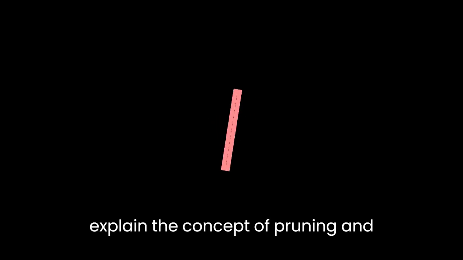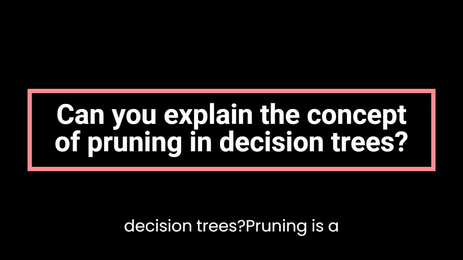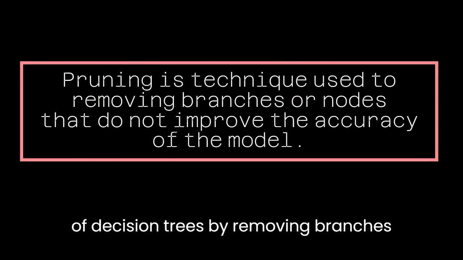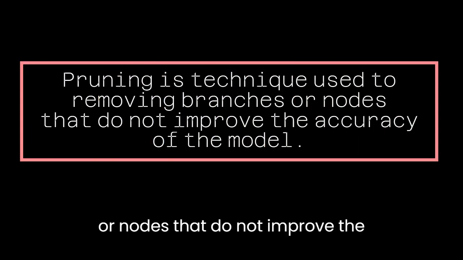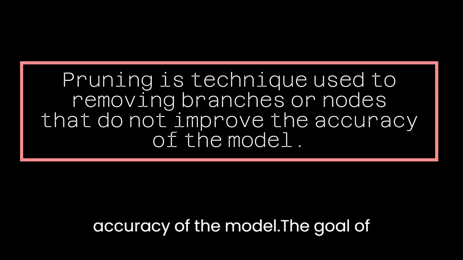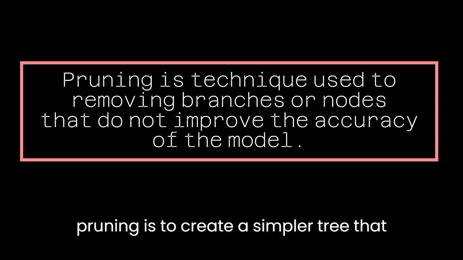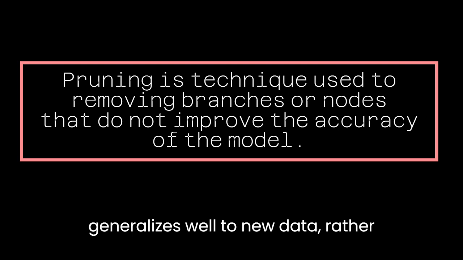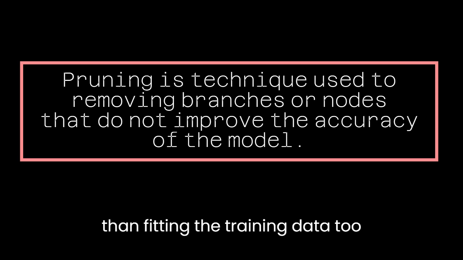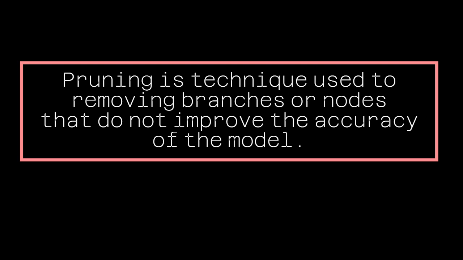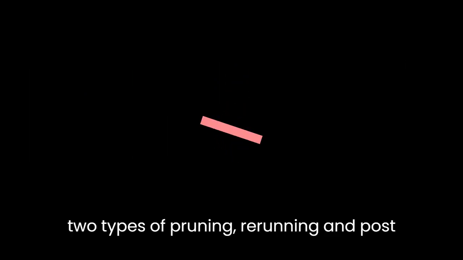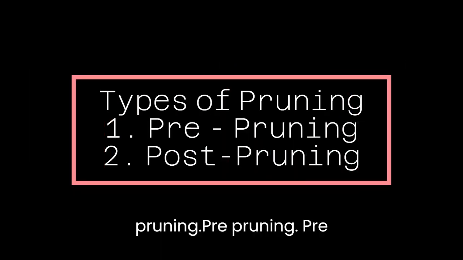Can you explain the concept of pruning in decision trees? Pruning is a technique used to reduce the complexity of decision trees by removing branches or nodes that do not improve the accuracy of the model. The goal of pruning is to create a simpler tree that generalizes well to new data, rather than fitting the training data too closely and overfitting. There are two types of pruning, pre-pruning and post-pruning.